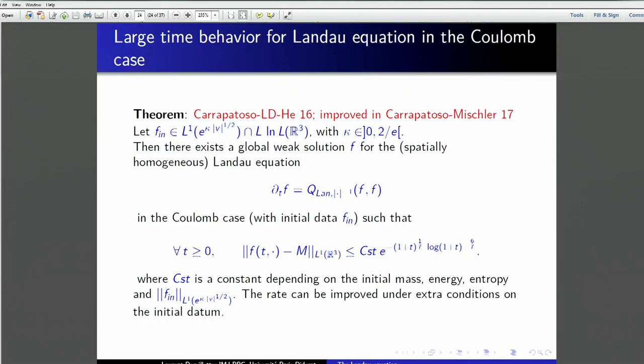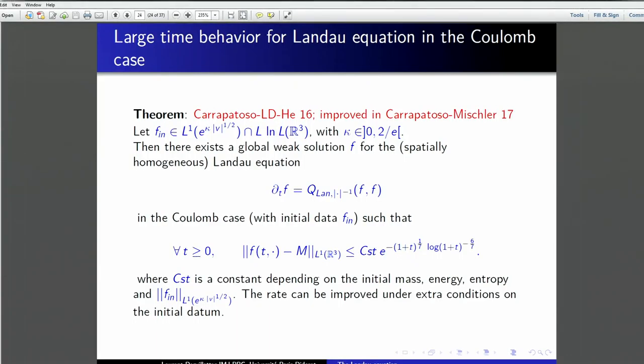Now you look at the Landau equation with the Coulomb potential, which is represented here, so the real physical Landau equation, and you take an initial datum which has an entropy, but which also has a lot of moments. Here this means that you have a stretched exponential function which is integrable against the initial datum. So it's a lot of extra assumptions with respect to the theorem that could be produced thanks to this inequality here. Then there exists a global weak solution of the Landau equation.